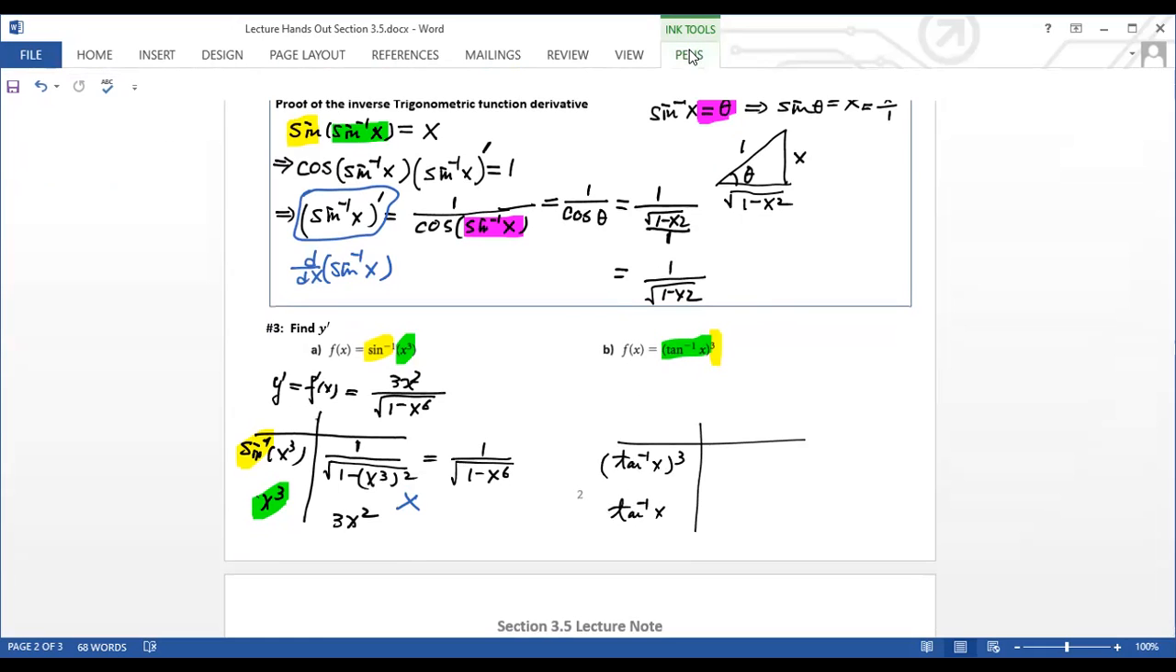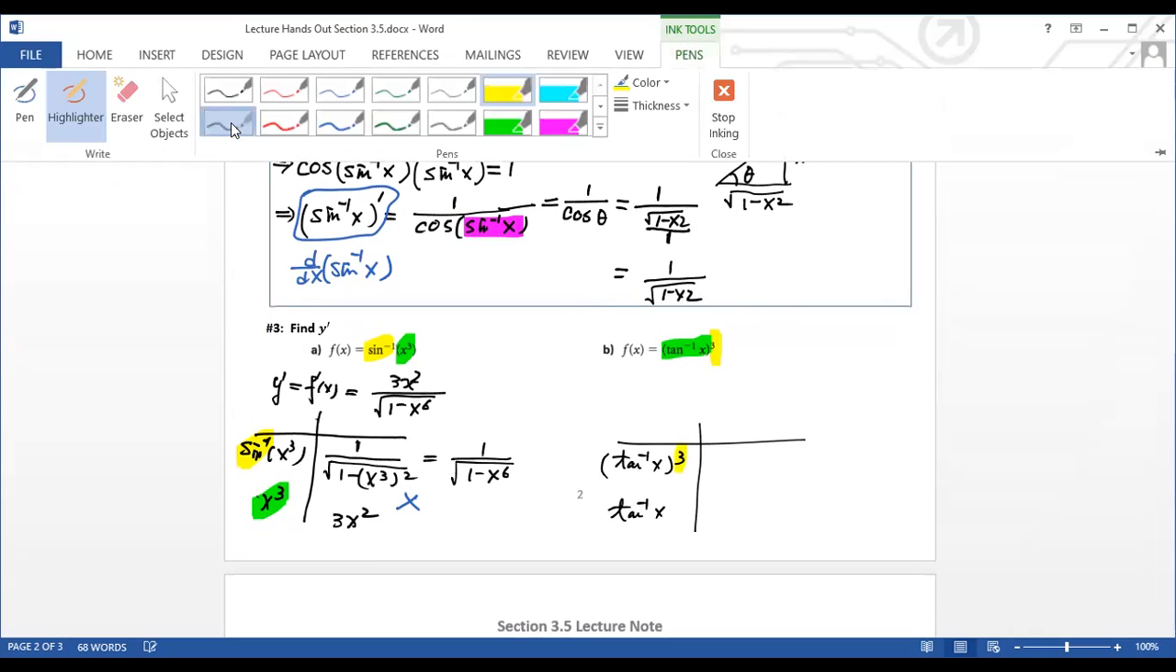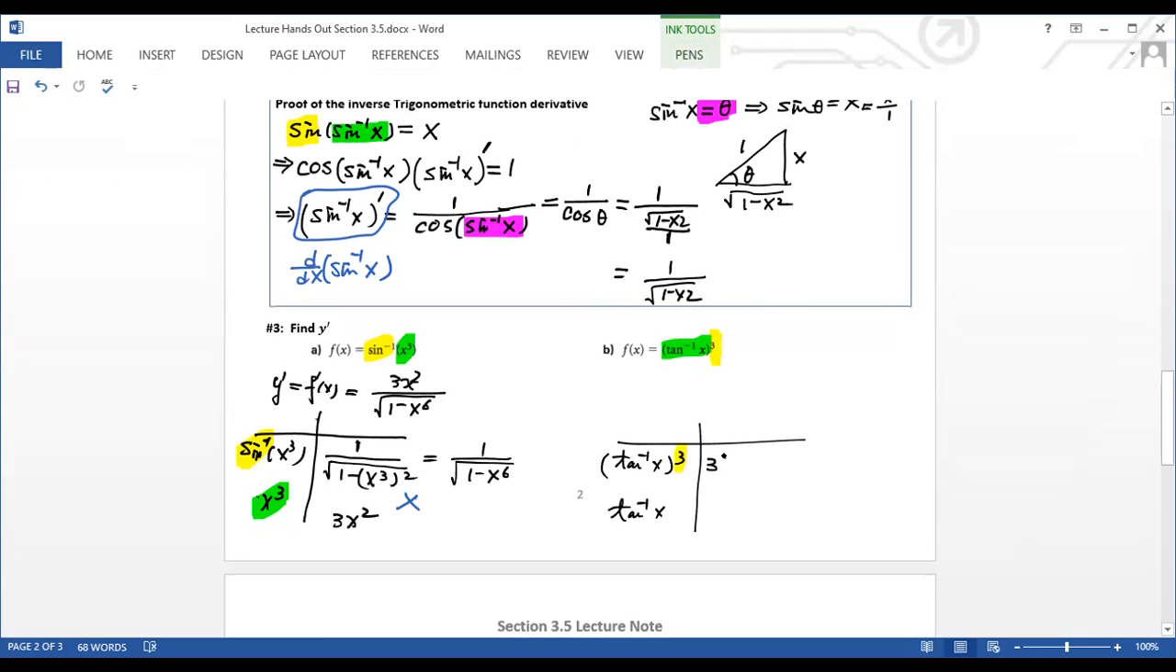Okay, so the first layer, remember, is a cube, right? So it's power rules. So you will say this is 3 arctangent x to the 2. Now arctangent, this is your second layer of the onion. So what you do here, the derivative of arctangent is what? 1 over 1 plus what? x squared, right?